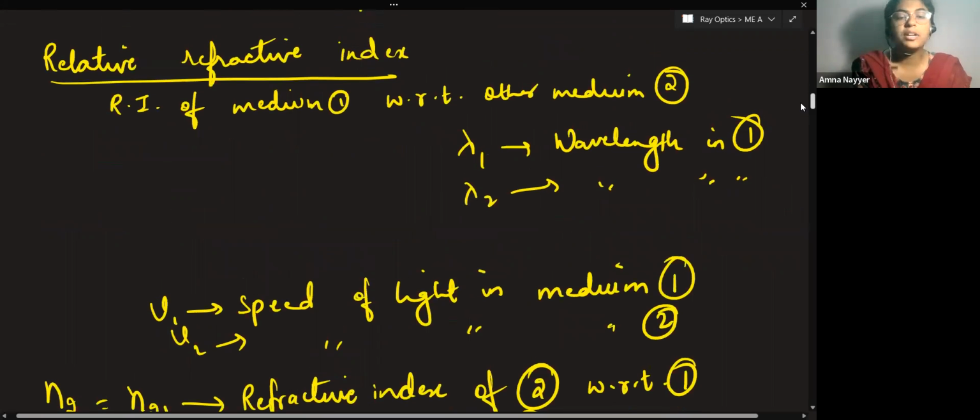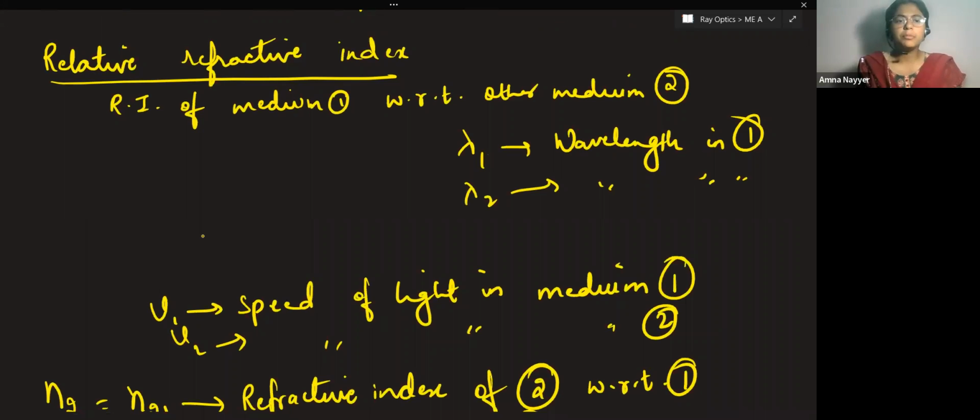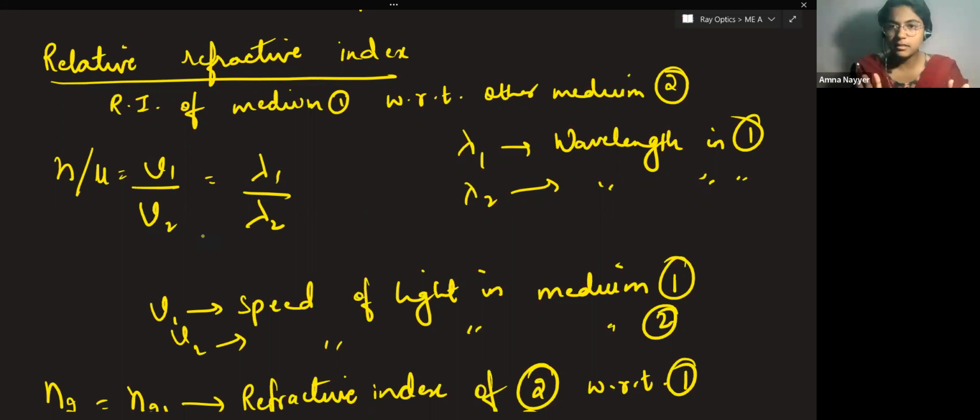Now, in the case of relative refractive index, both the things are unknown to you. So n or mu is equal to V1 by V2, which is equal to lambda 1 by lambda 2. Now, nothing is air in this. It can be any medium. You take oil, water, alcohol, glass, any medium, but not air. As soon as air comes into action, the category of relative index converts into absolute.